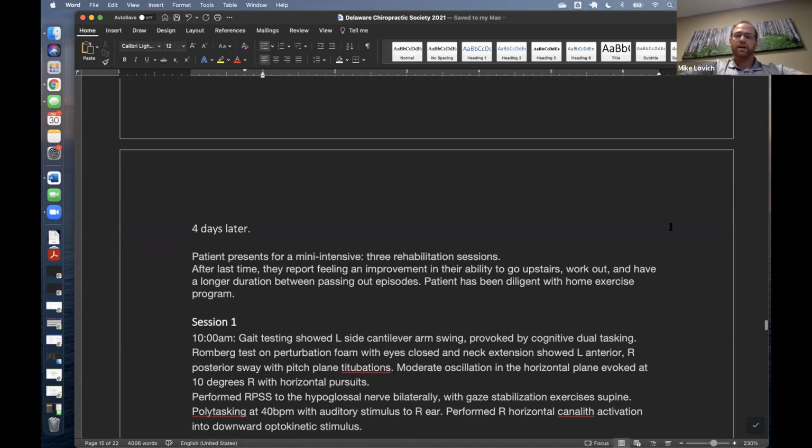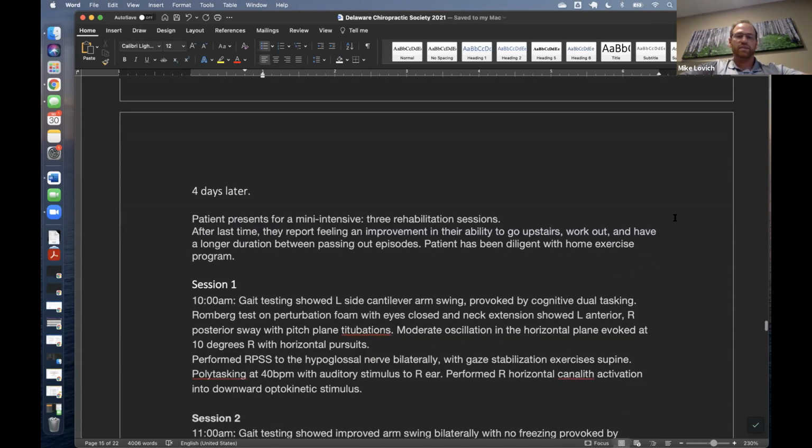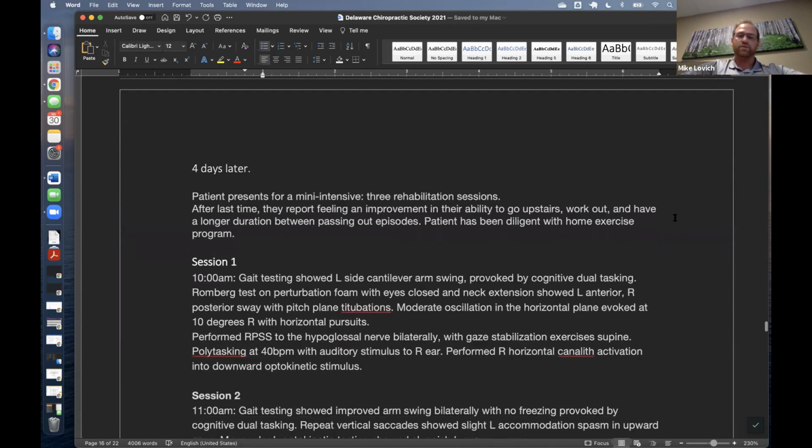So this is how we document our mini intensive. So session 1 was at 10 a.m. We did some gait testing that showed a left side cantilever arm swing provoked by cognitive dual tasking. So what does that mean? That means that when she's walking, she had less arm swing in the left side than the right side.